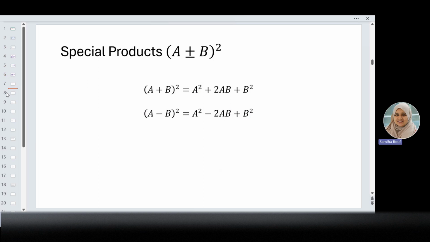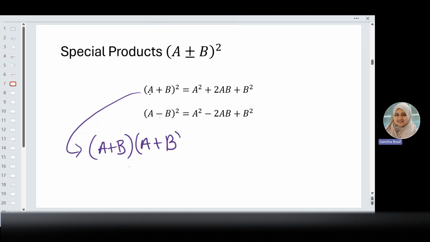Now we're going to go over these special products. It is extremely common to see this setup where you have something plus something and then an outer square, or something minus something and another square. What is this really? This is saying A plus B is going to be multiplied to A plus B. Hence, we have a binomial being multiplied to a binomial.